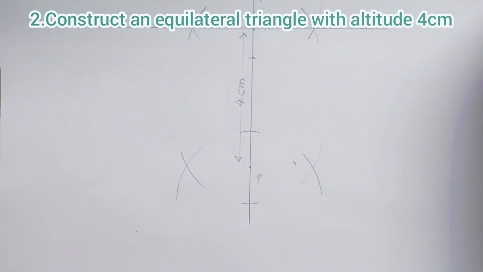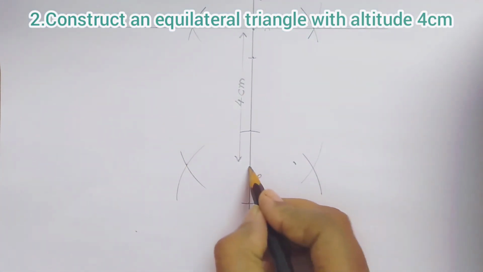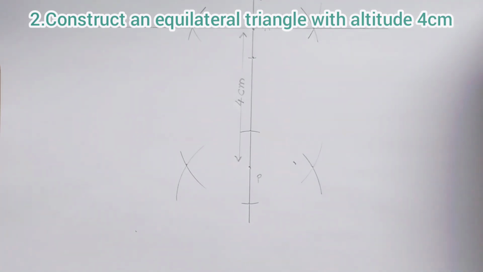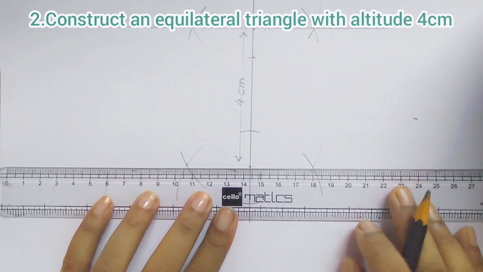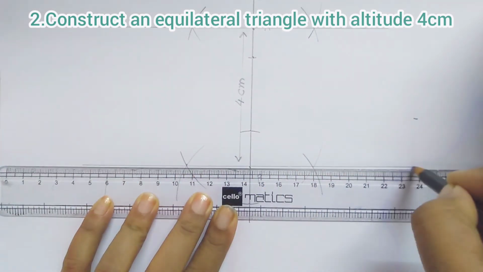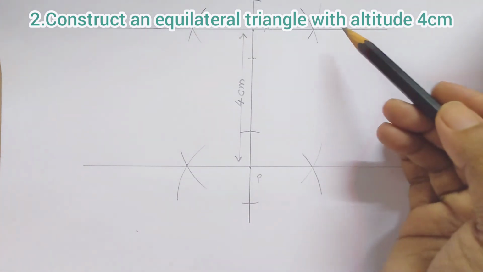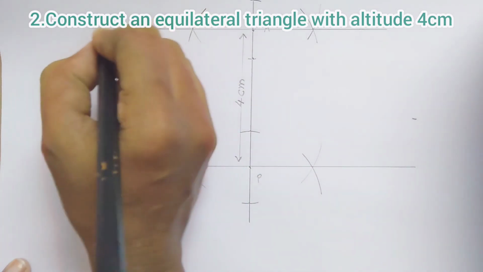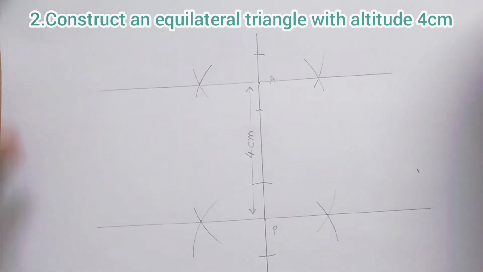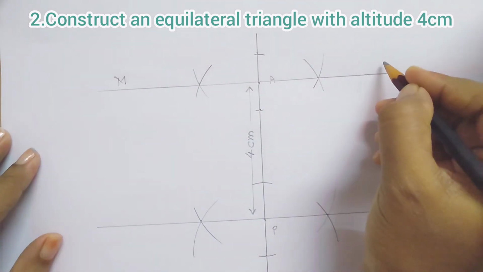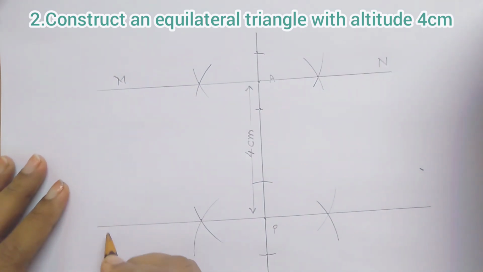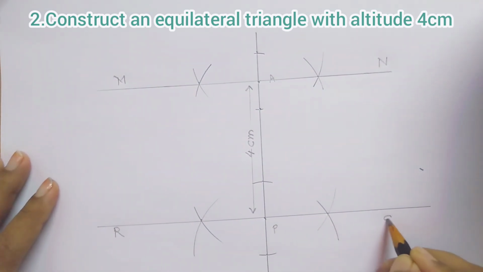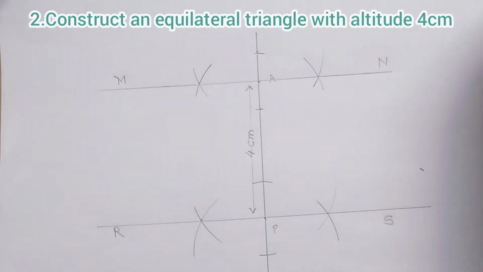Again I got these points 1, 2 and 3. So these 3 points are in a line, and we have to join them, and we got a line here. So this way you can see here MN, this one line, and RS, these 2 parallel lines we got. Now what is our next step, children?